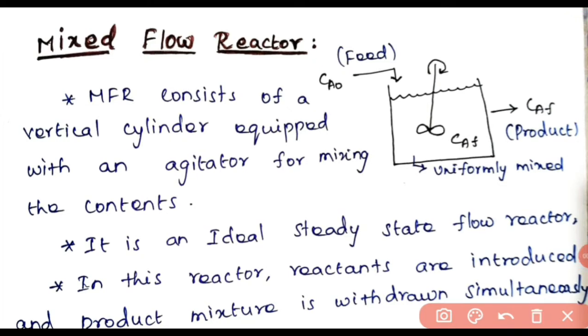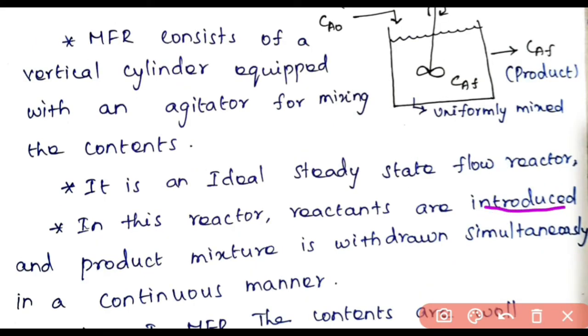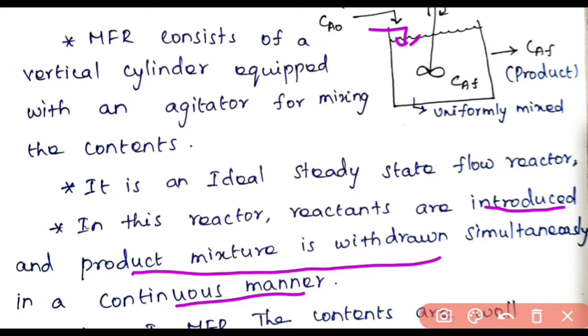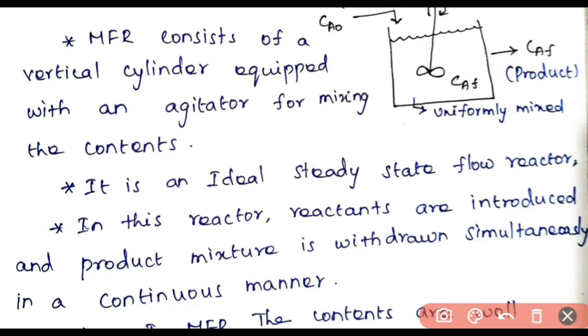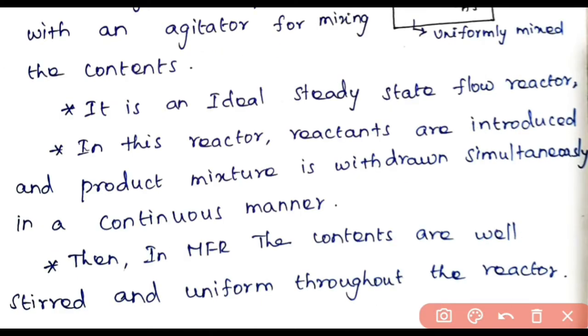This mixed flow reactor is also known as an ideal steady state flow reactor because in this reactor reactants are introduced and product mixture is withdrawn simultaneously in a continuous manner. You are giving your reactant inside the reactor and you are taking your product from the reactor continuously. And in a mixed flow reactor the contents are well stirred and uniform throughout the reactor, so it is called an ideal steady state flow reactor.